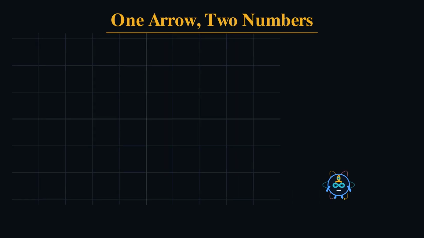An arrow. Drop a line to each axis and read the numbers off. 3 across, 2 up. That pair is the vector. Move the arrow, and the numbers move with it. One object, two views, always in sync.